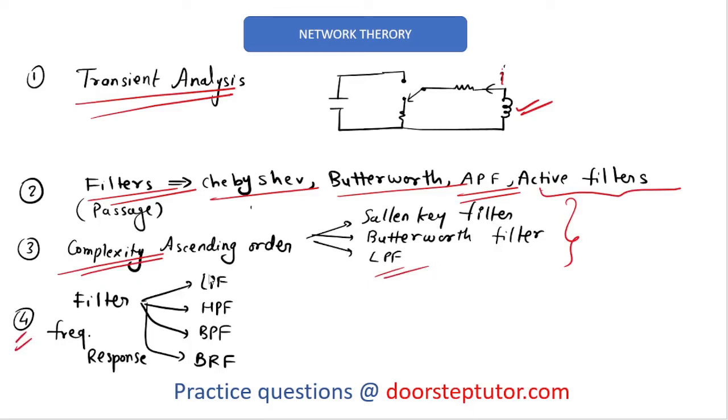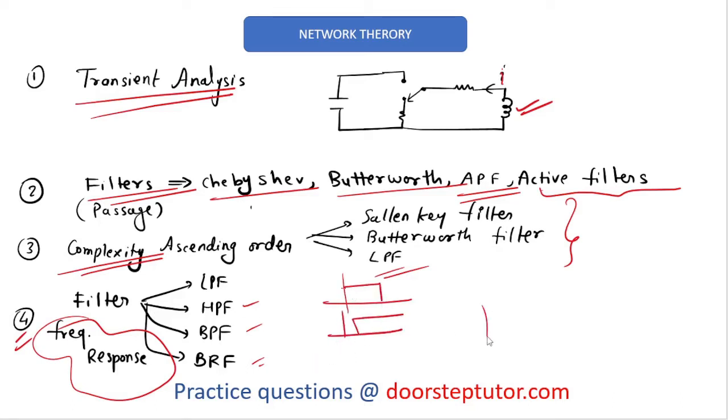There was some question related to basic filters, that is low-pass filter, high-pass, band-pass, and band-reject filter. And we had to identify the frequency response for these filters. Like for low-pass filter, we have a frequency characteristic like this. For high pass filter, we have a frequency characteristic like this. For band pass filter, we know the frequency characteristic would be something like this, and for band reject filter, the frequency characteristic would be something like this. Okay, so like this, they had given some characteristics, and we had to identify them.